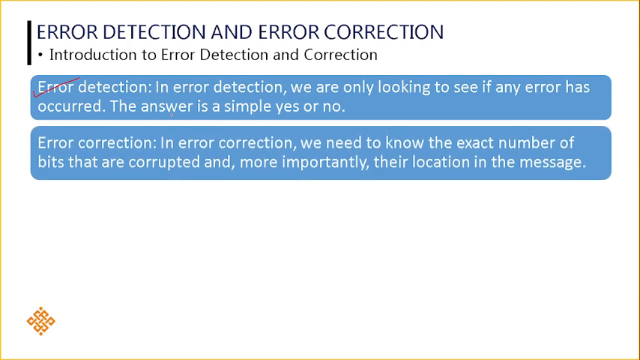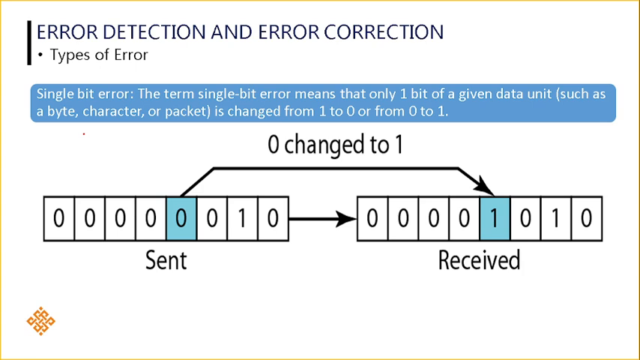Coming to error correction, we need to identify those errors and also take some action in order to recover those bits. That is known as error correction. There are two types of errors. One is known as a single bit error, the other one is a burst error.